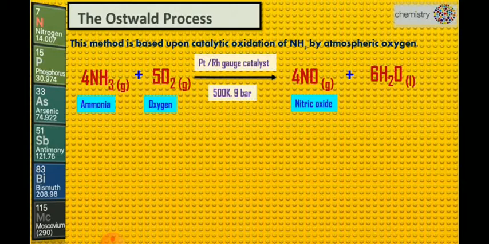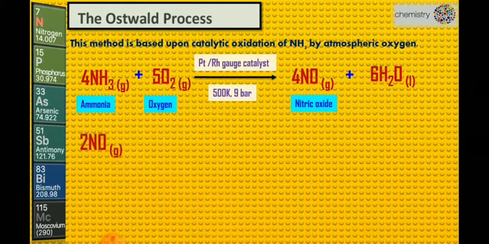You must write the balanced reaction. If the reaction is not balanced, for example if you write 3NO instead of 4, or 5H2O instead of 6H2O, you will lose the mark. Marks will not be given; a balanced equation is needed. This is the first step in which nitric oxide is formed. Okay, we'll see the second step.